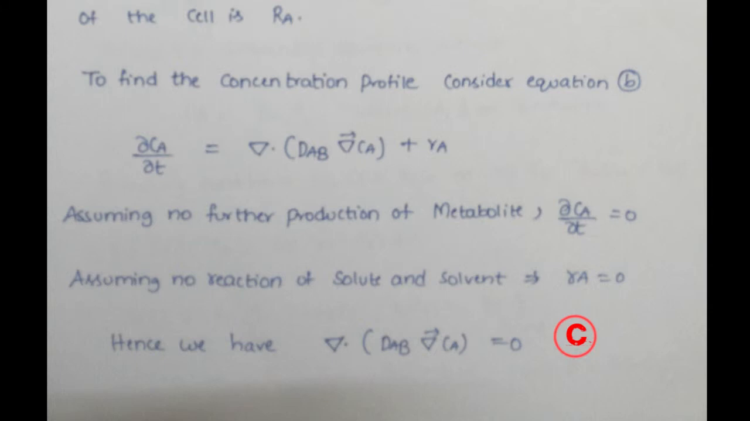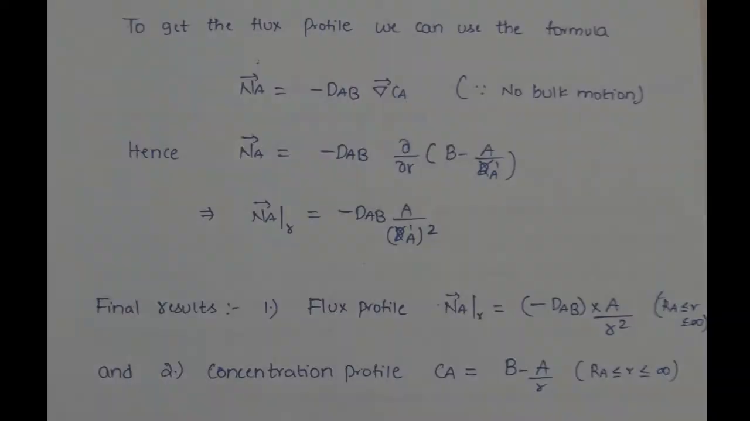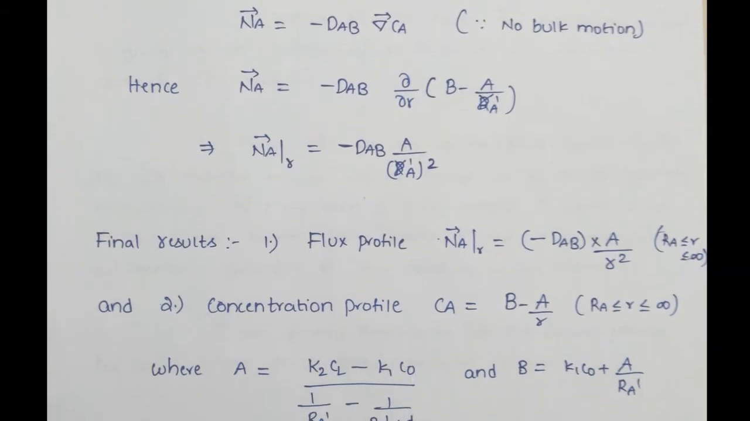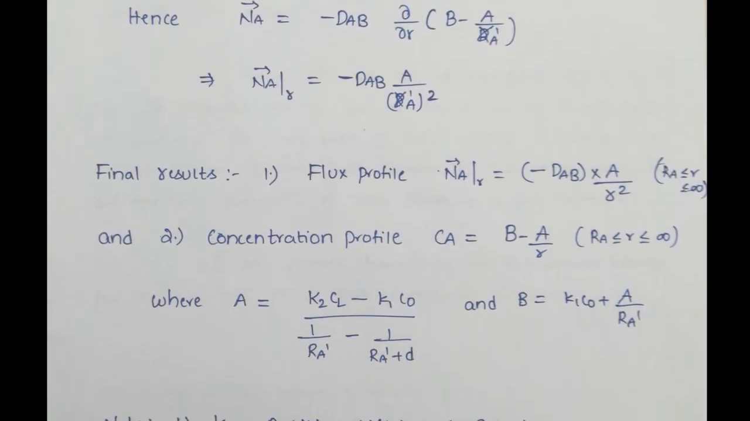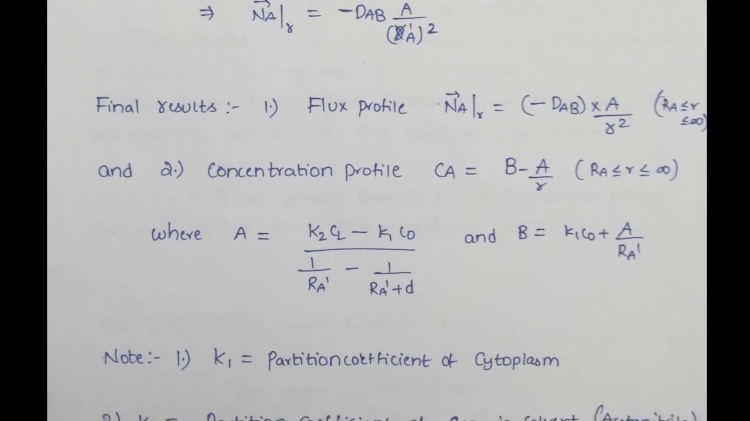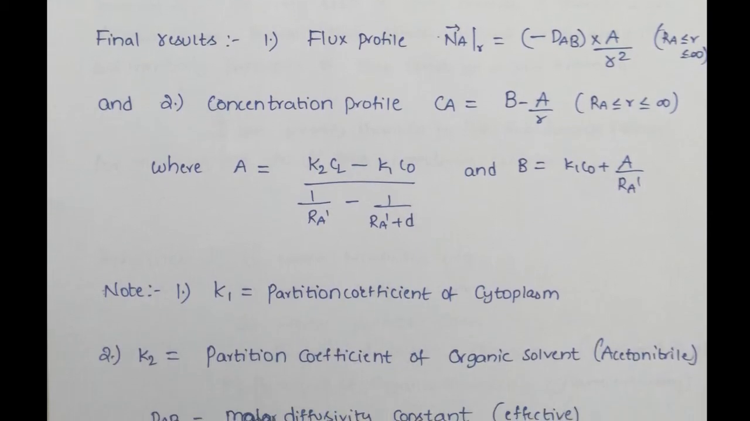Here, the assumptions are that there is no further production of metabolite, which implies ∂Ca/∂t equal to 0. And assuming no reaction of solute and solvent, we have Ra equal to 0. Finally, we are left with equation C. Solving equations A and C with the initial assumptions, we get the final results for flux profile and concentration profile as follows.